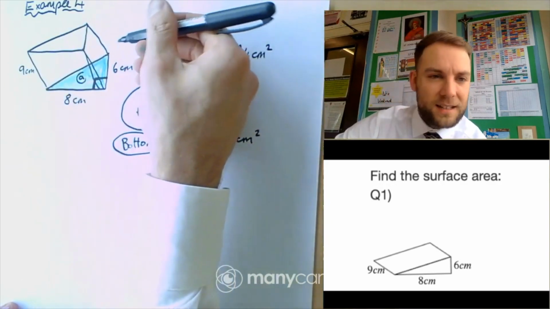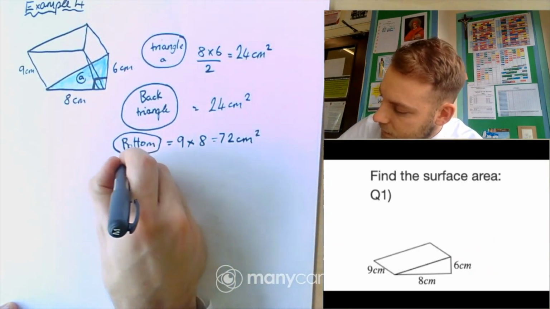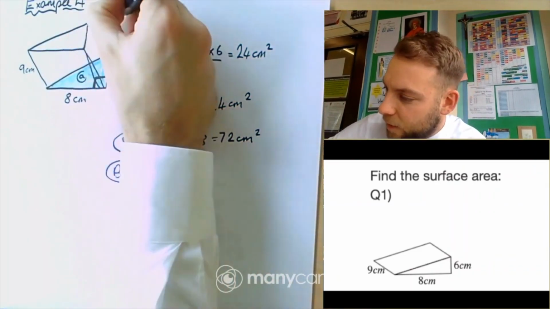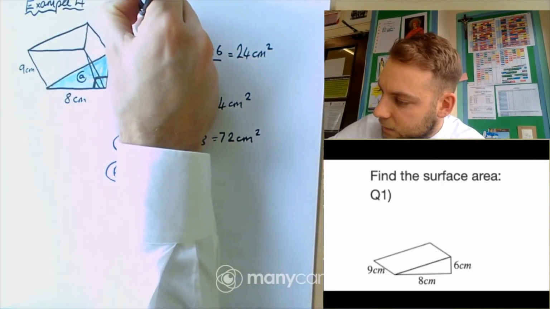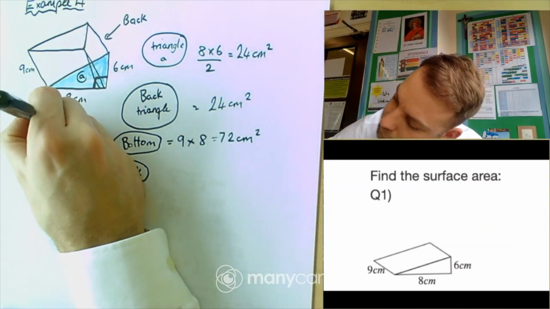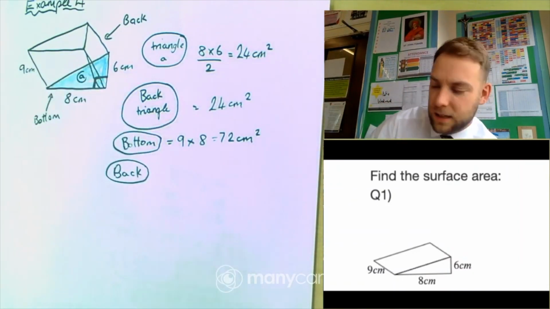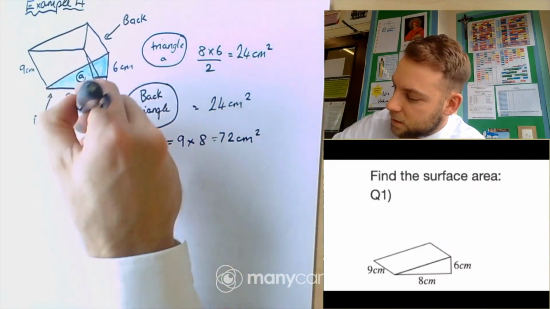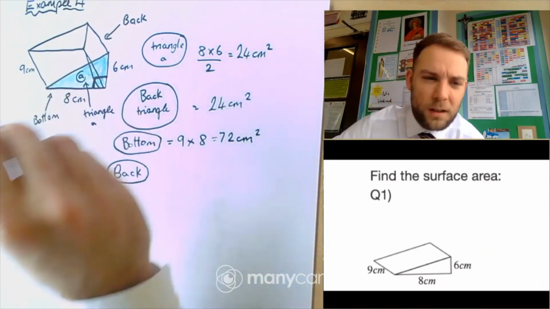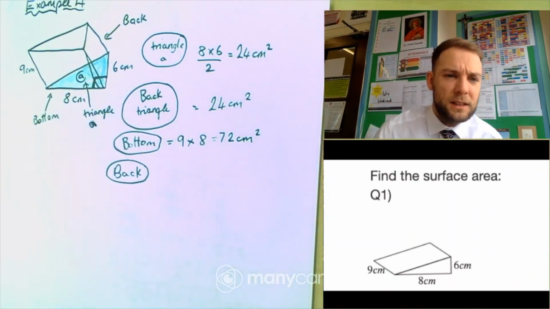So the back of this, let's say, this one here, the back, I mean, you can call these whatever you want. I might want to label them if I want as well. So this is back, this is bottom, like underneath, okay? This is triangle A. This will help the examiner know what you're talking about, okay?